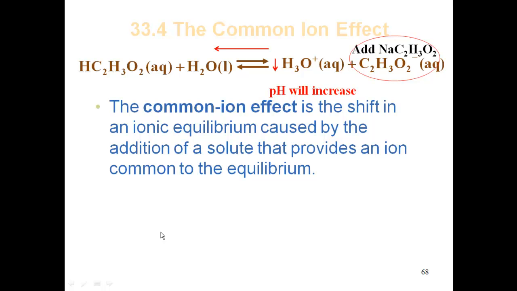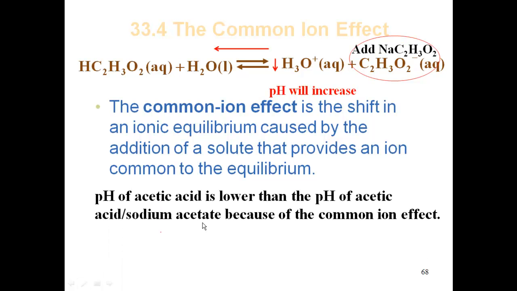This is what we refer to as the common ion effect. It is a shift in an ionic equilibrium caused by the addition of a solute that provides an ion common to that equilibrium. In this case, that common ion is the acetate ion, which is causing the equilibrium to shift. The pH of a pure acetic acid solution is lower than that of the acetic acid and sodium acetate solution because of this common ion effect. Because I added that soluble salt to the solution, the pH will be greater than if I just had the pure acid itself.